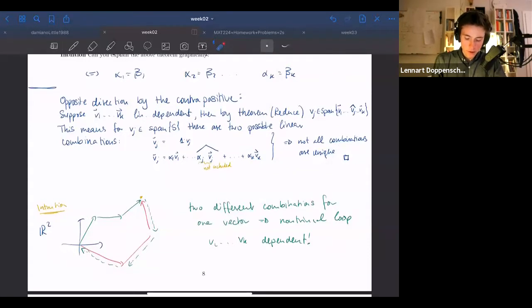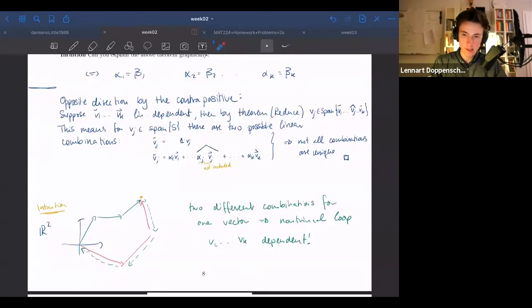Now, if there are two combinations for the same vector, say this yellow point here, then what we can do is go along the green one forward and the red one backwards, which results in a loop. So if I have all the green arrows and all the red arrows available, then you can see that there are two paths which are not the same. They're distinct linear combinations if and only if there's a loop.